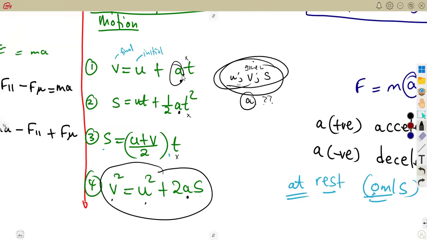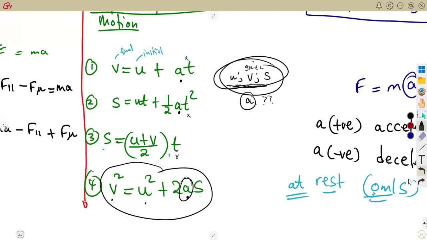The acceleration is there, but there is no T. We do not have T on the given information. There, we do not have T again. There, we do not have acceleration. And also, we do not have T. So this one was going to work because we are given V, we are given U, we are given S.